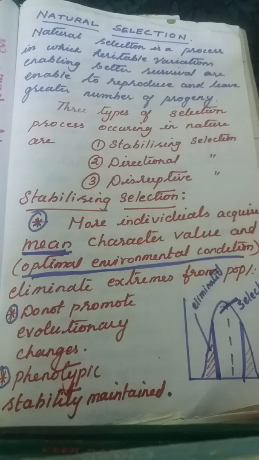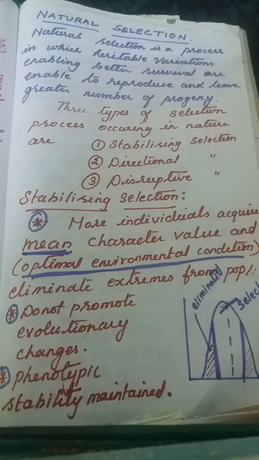In natural selection, the organisms which have the adaptive characters, well adapted to a particular environment, are selected, whereas the other organisms are eliminated. Natural selection is a process in which heritable variation enabling better survival are enabled to reproduce. They are allowed to produce their progeny, whereas the organisms which are not selected are not reproducing and are gradually eliminated from the population.